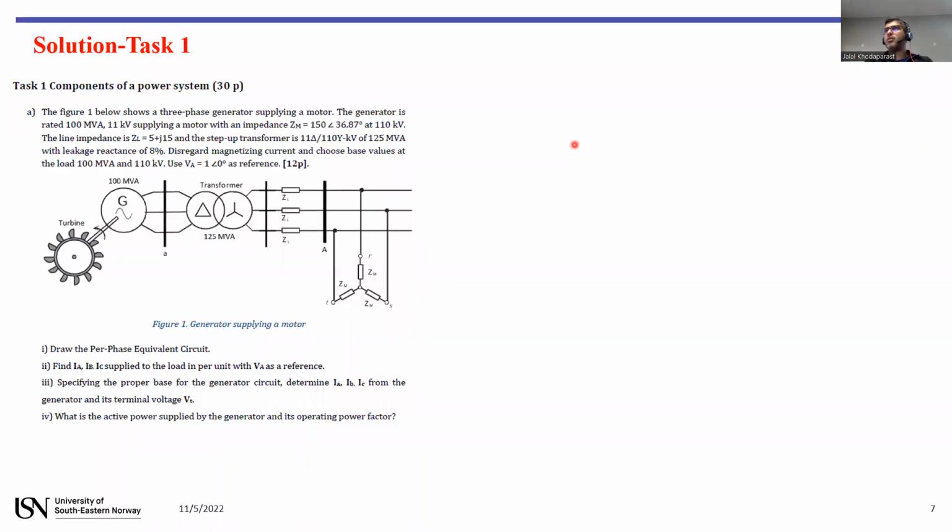Okay, let's start with task 1. Subtask A, you have a power system, figure 1. There is a 3-phase generator here, connected to a turbine, supplying a motor. The rated voltage of the generator, the impedance of the motor, and the impedance of the line are available.